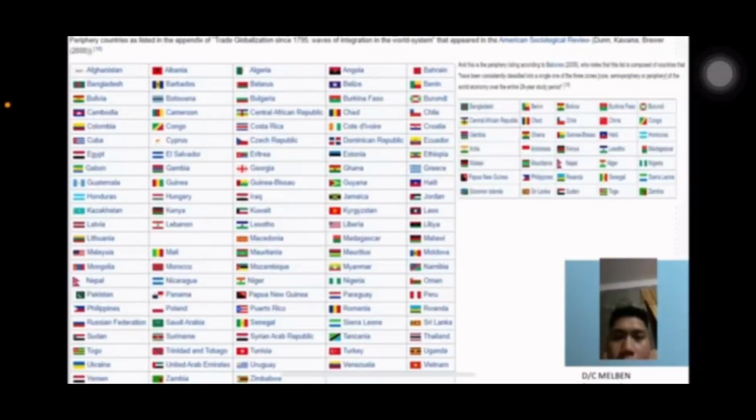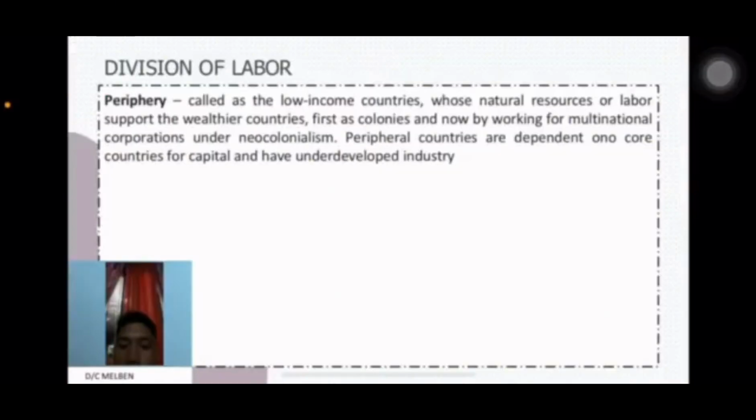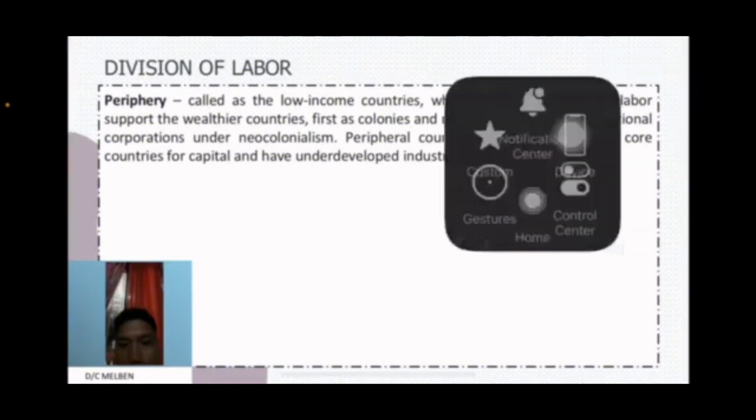So here below is the list of the periphery countries. So Afghanistan, Bangladesh, Bolivia, Cambodia, Colombia, Cuba, Egypt, Gabon, and obviously the Philippines. So periphery is called the low-income countries whose natural resources or labor support the wealthier countries. First as colonies and now by working for the multinational corporations under neo-colonialism, peripheral countries are dependent on the core countries for capital and have underdeveloped industry.